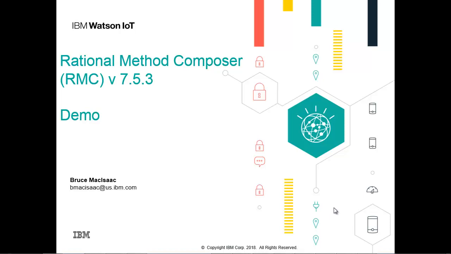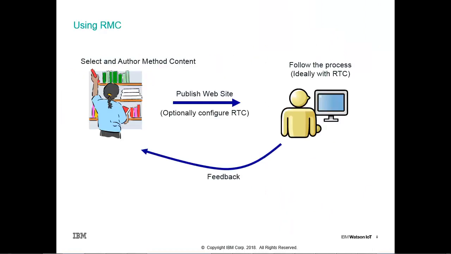This is a demo of Rational Method Composer, or RMC, which is a tool for documenting methods or processes. When you use Method Composer, you either select or create your own method content. You publish a website. Potentially and optionally, you could configure Rational Team Concert to work with that website.